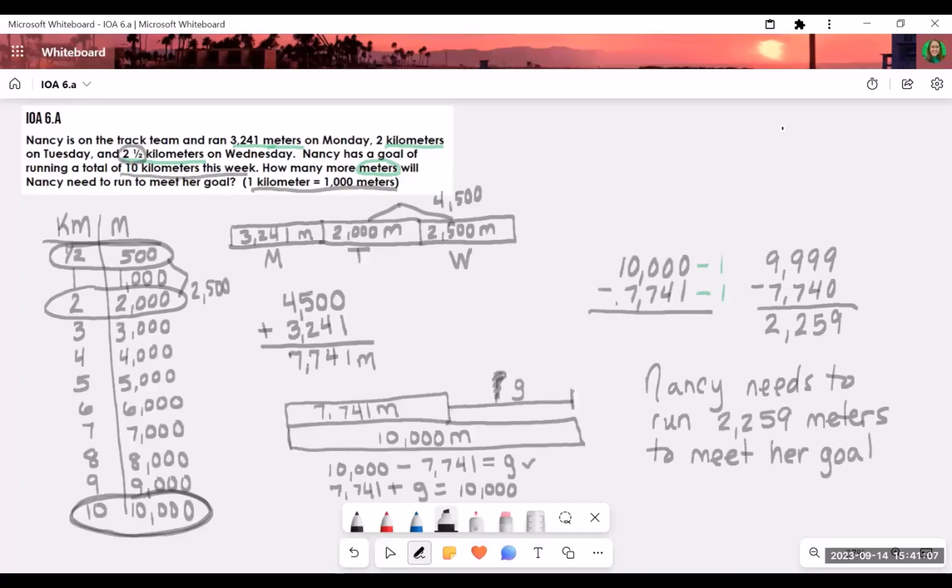And that also, we found that from saying 10,000 minus 7,741 equals 2,259.